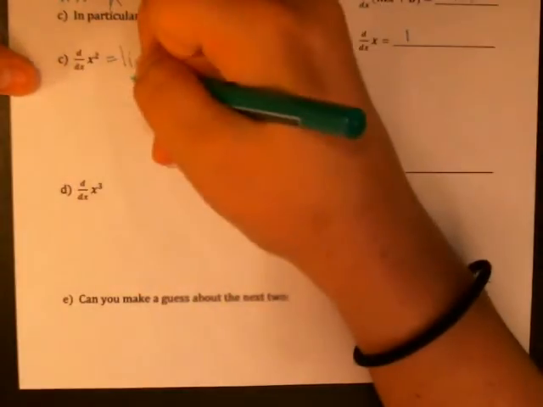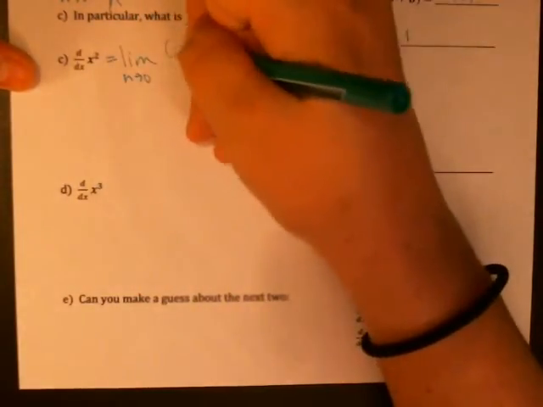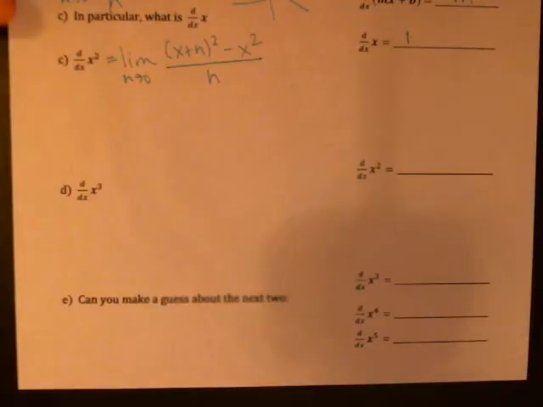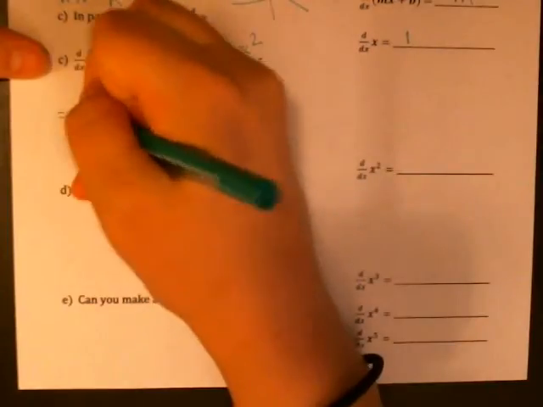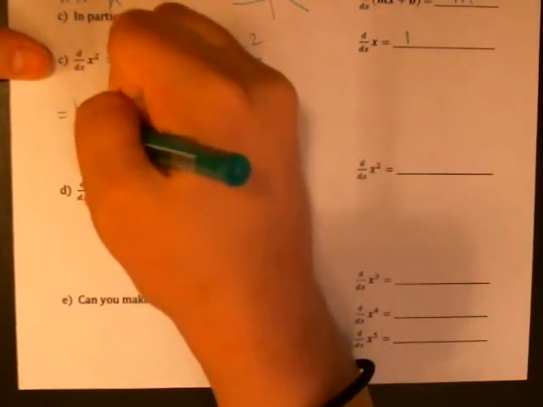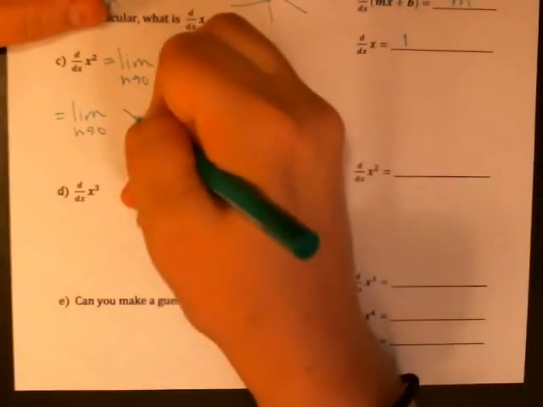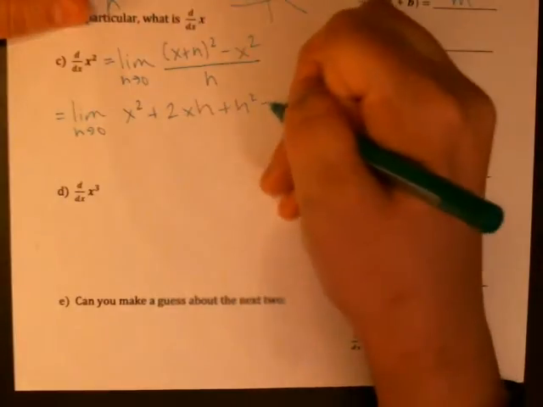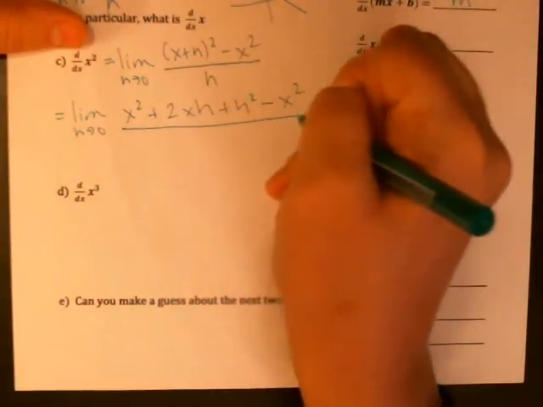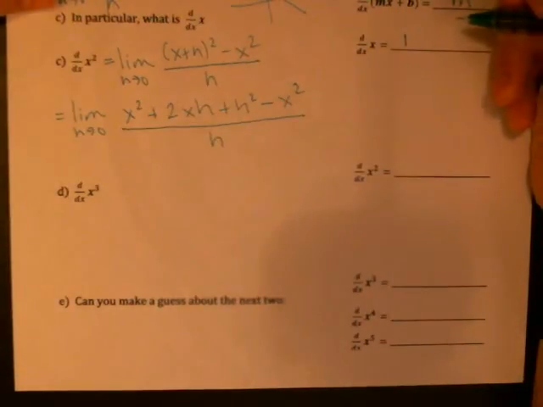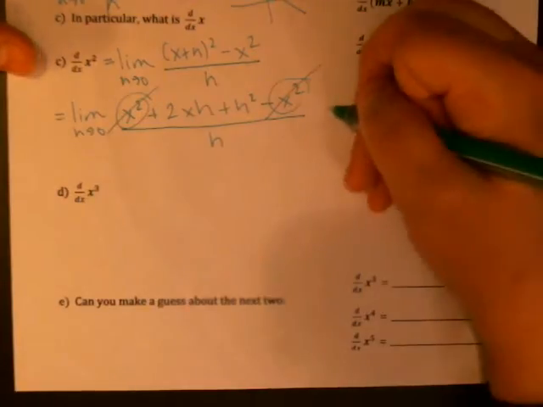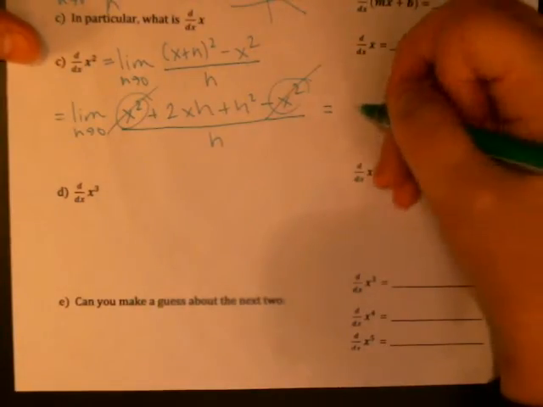So if we want the derivative of x squared, we're going to plug in x plus h, and then we're going to subtract the original function, and we're going to divide by h. So this will give us the limit as h approaches 0. So we'll need to FOIL that out, which will give us x squared plus 2xh plus h squared minus x squared. And we get to cross out the x squareds, and we get to factor out an h.